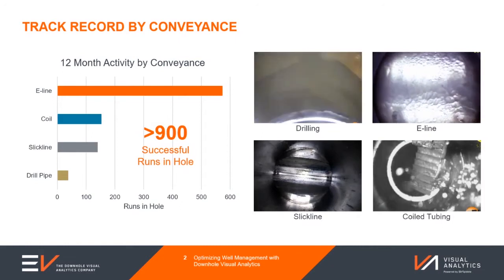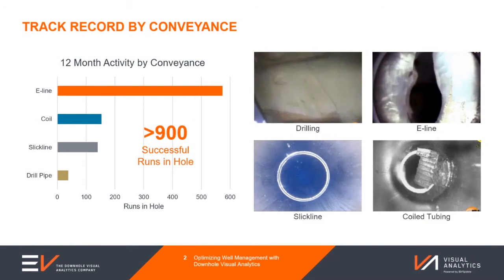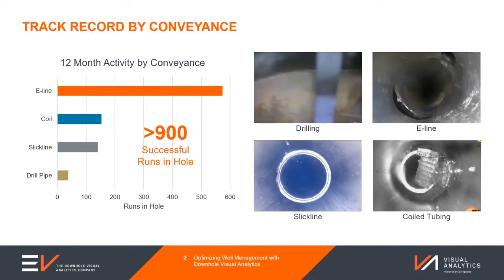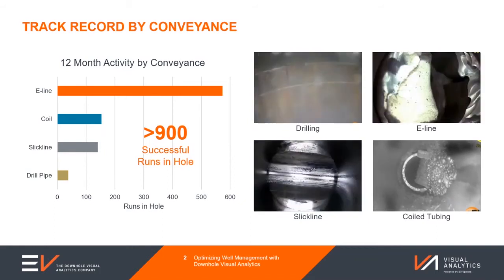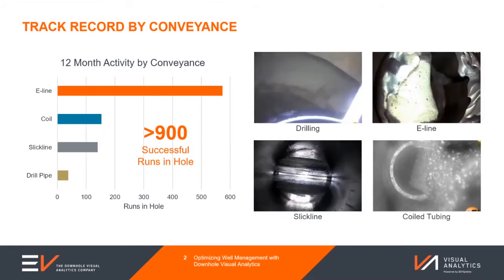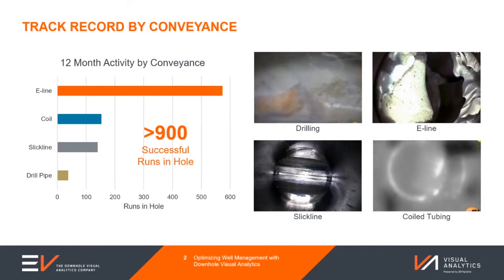And this slide here is really just saying that we operate on any mode of conveyance, whether that's on jointed pipe, it could be drill pipe or a snubbing unit, electric wireline, coiled tubing, or slick line. Any type of conveyance, we have a video system that will provide high quality images to suit any application.